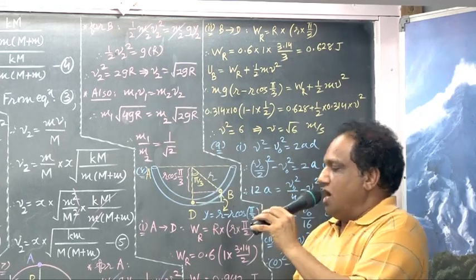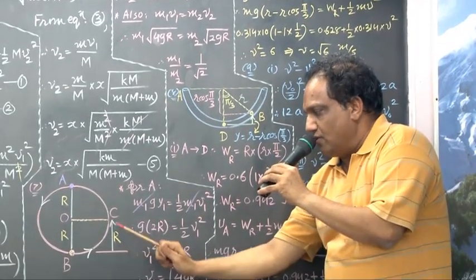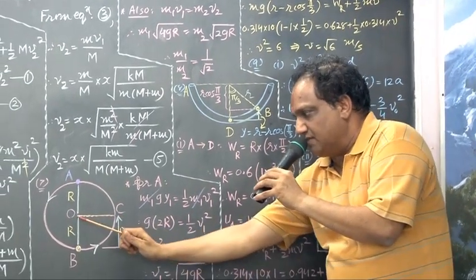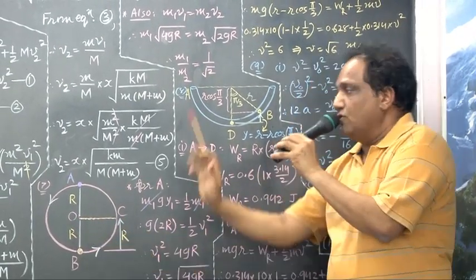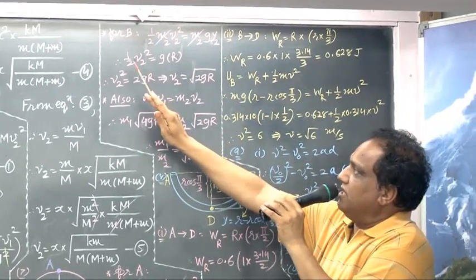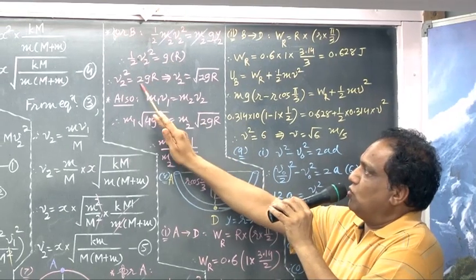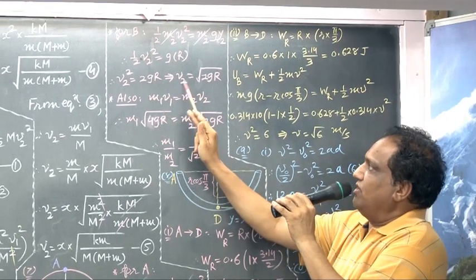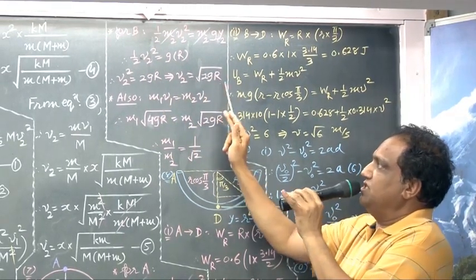What about y2? Height of second bead from here to here, this much height is same as this much and it is equal to r. So y2 is r. And now find out v2 square. It will be 2gr. Take square root. v2 equals under root 2gr.